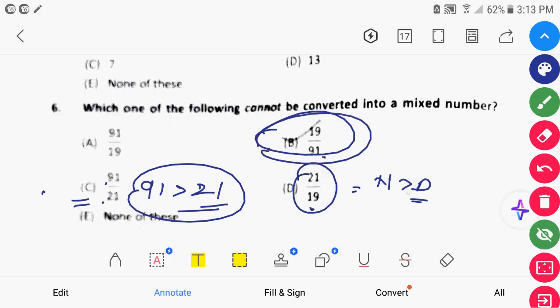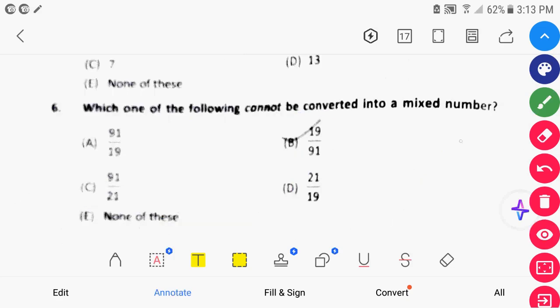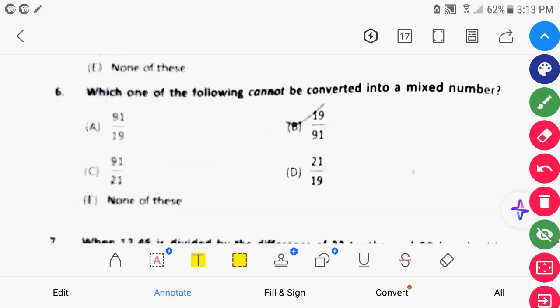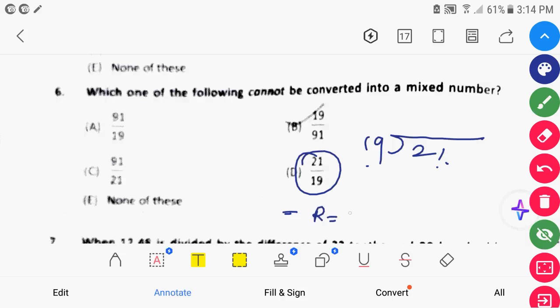Now why should the numerator be greater? I will show you from example D because the gap between numerator and denominator is small. Now 21 is the numerator and 19 is the denominator, 21 is greater. This fraction is an improper fraction. So it should be improper because only for an improper fraction will some remainder be left over.